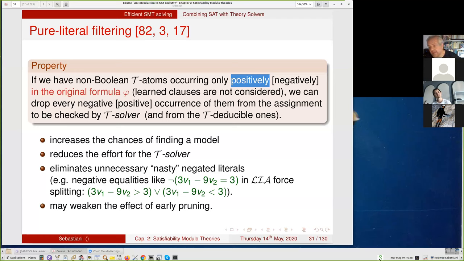So why can you safely do this? The reason is similar to the pure literal rule of DPLL, to some extent, but different. When you have a literal occurring only positively in the formula, and you assign it false, and the truth assignment satisfies the formula, this means that the same truth assignment without that literal would also satisfy the formula. Assigning that literal to false did not contribute to satisfying the Boolean abstraction of the formula, so you can pretend you haven't assigned it.